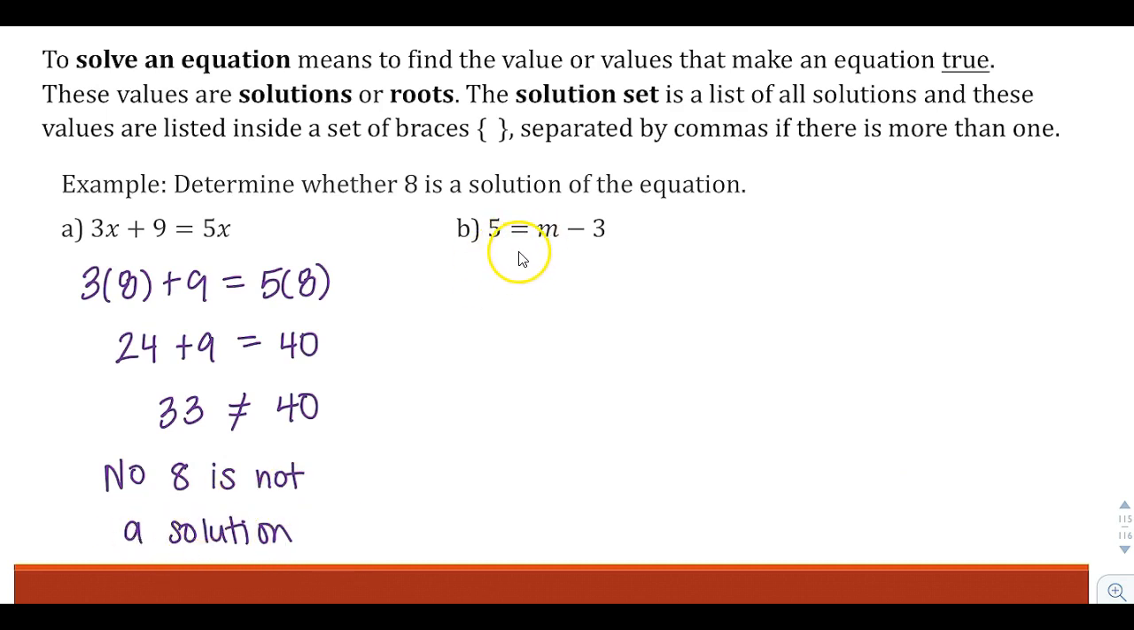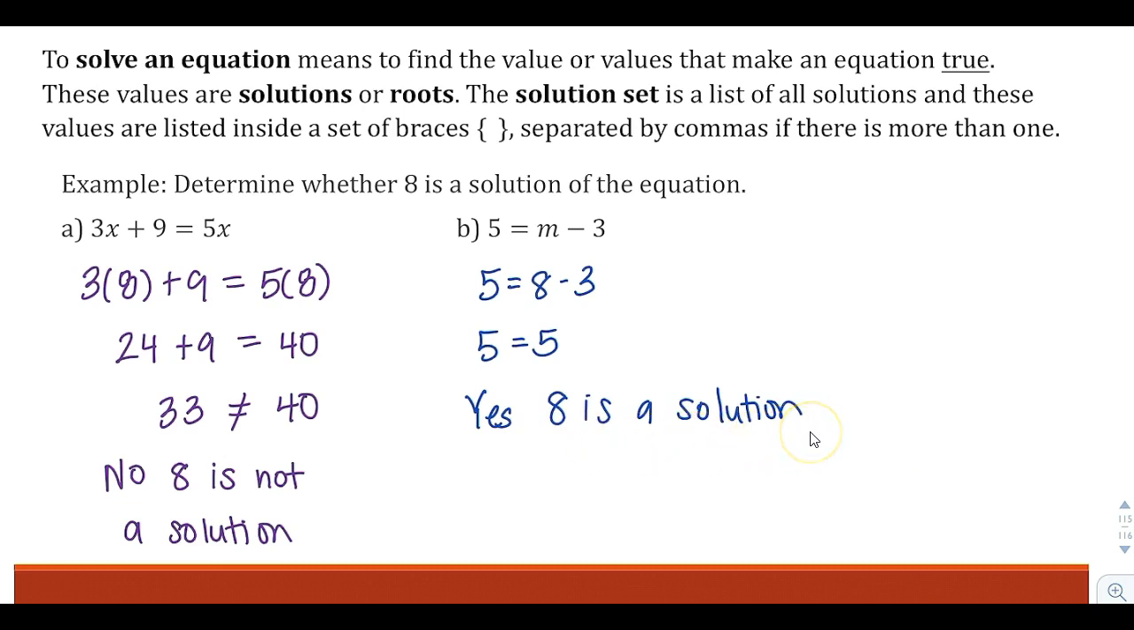In the second example, 5 equals m minus 3, we substitute 8 into the variable m, and we end up with 5 equals 8 minus 3, or 5 equals 5, which is a true statement. So the answer is yes, 8 is a solution.